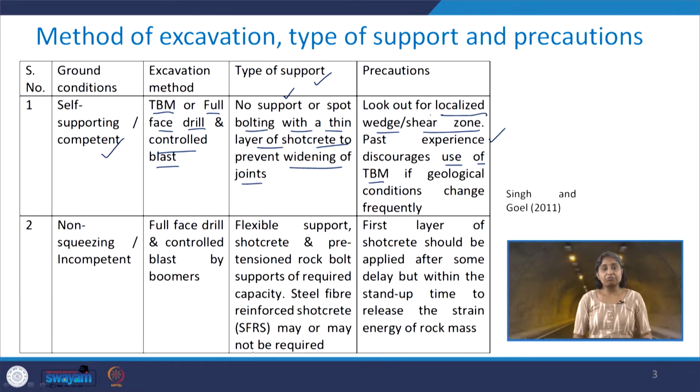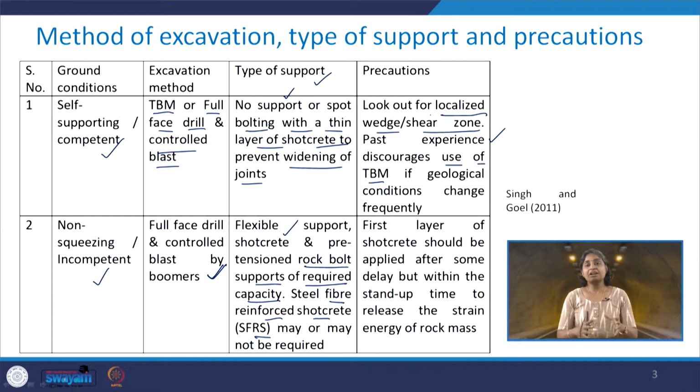The second type of ground condition includes non-squeezing or incompetent ground condition. In this case, full face drill and controlled blast by boomers is recommended. The type of support which is most suitable includes flexible support, shotcrete and pre-tensioned rock bolt supports of required capacity. SFRS, that is steel fiber reinforced shotcrete, may or may not be required.